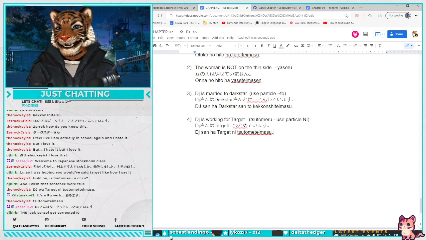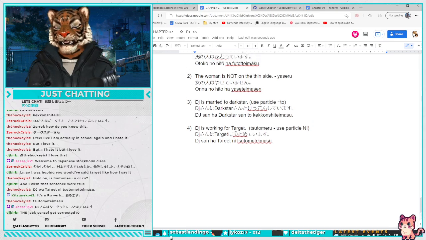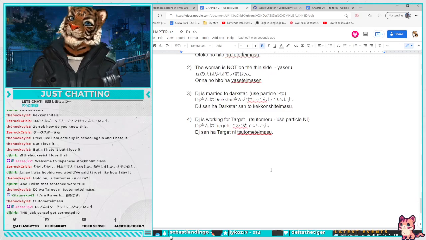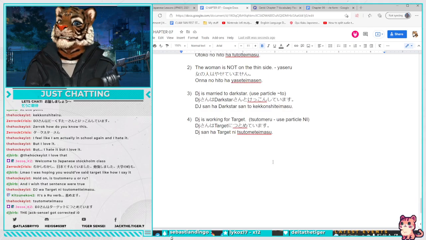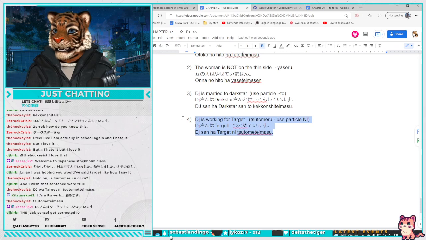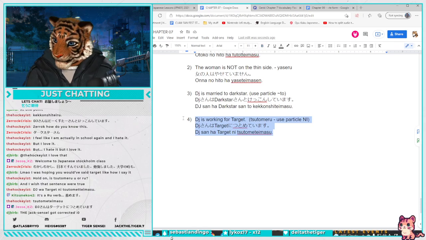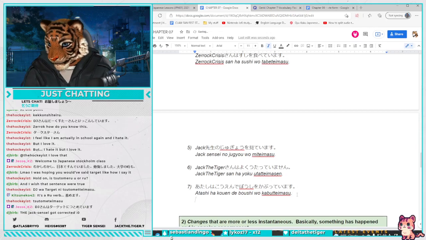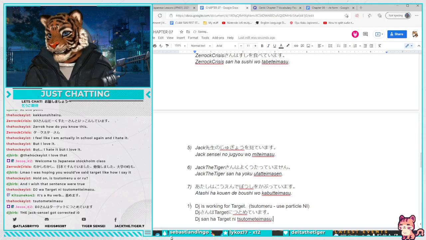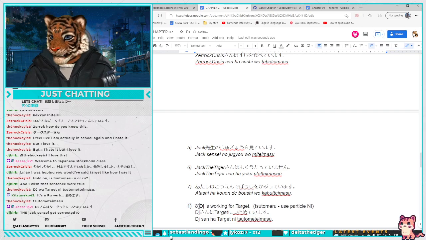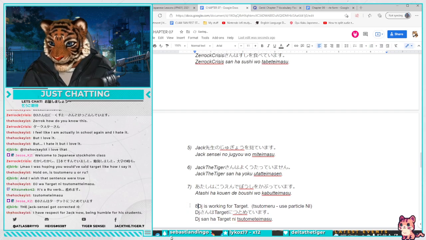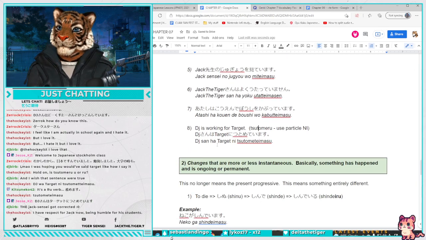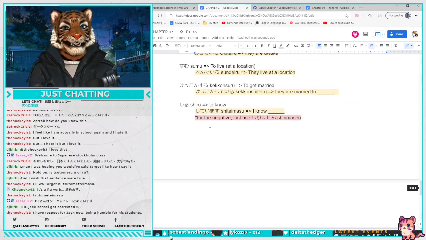So, any questions on part two, which was changes that are more or less instantaneous? This is actually a bad example for here. I'm going to cut that because this is a better example for number eight, only because this is DJ is working at Target or working for Target, which is like, I'm using the ing there.